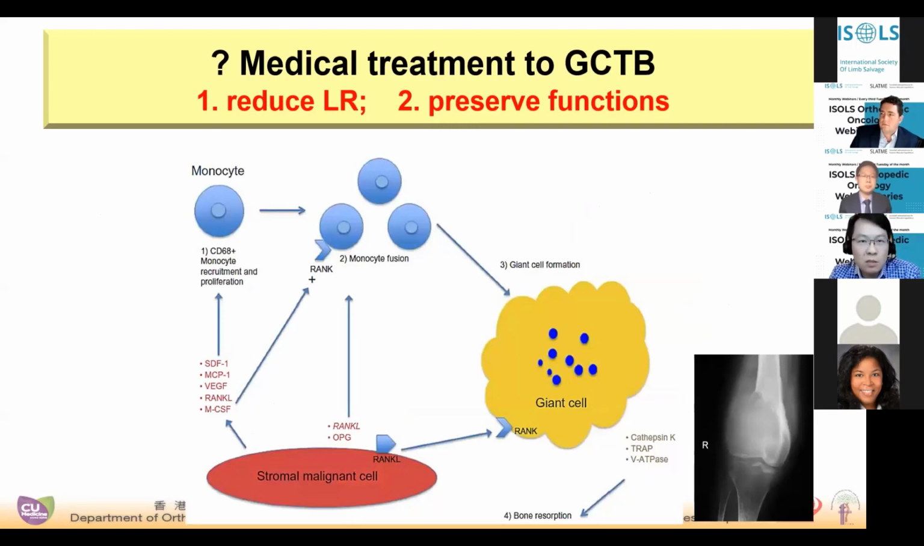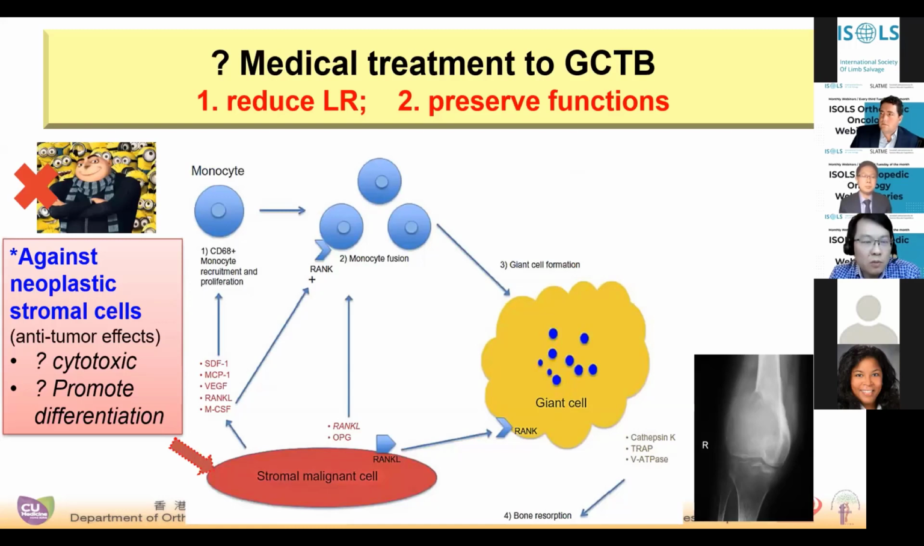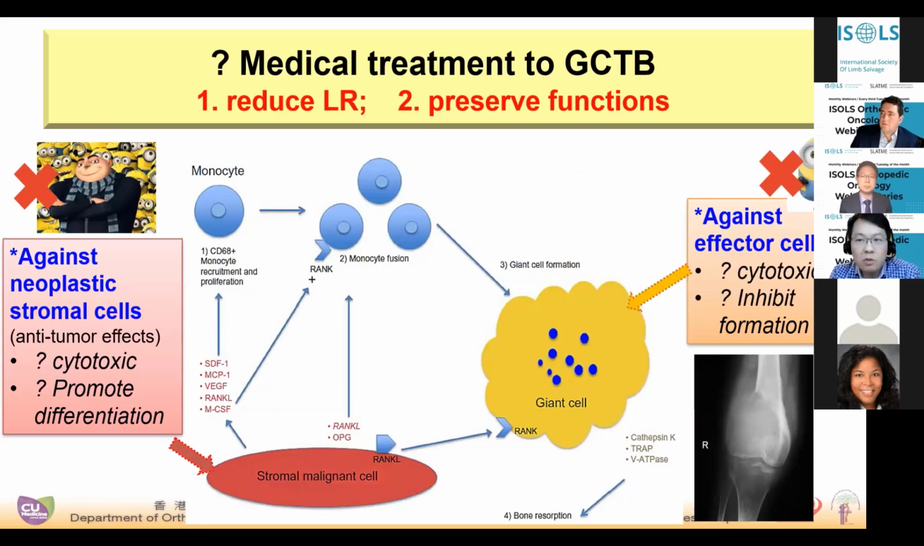So the first is still reduce local recurrence, because for a benign tumor we want to preserve function. So the strategy is, of course, we need to tackle the neoplastic part. Either you kill the neoplastic cells, or make it a good guy, promote differentiation because of the pre-osteoblast state. Others is you go against the effector cell. Either you kill it or inhibit the formation.